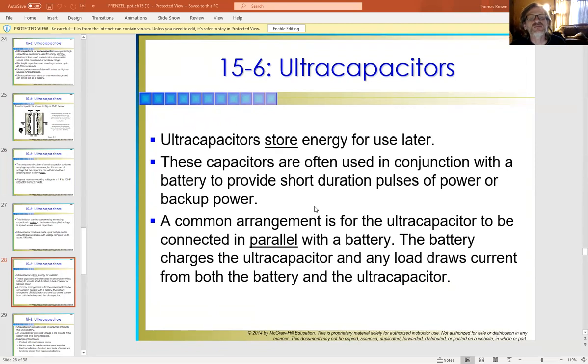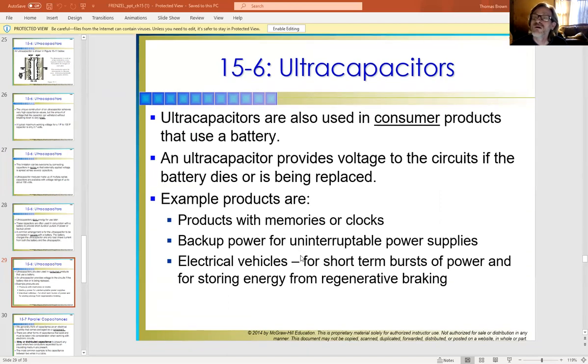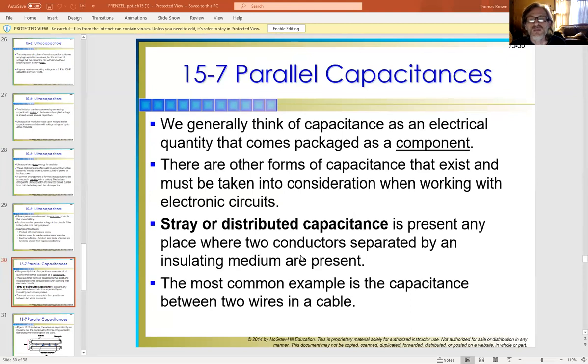Very interesting stuff, but we won't get a lot into this. I mean, it is interesting, right? Products of memories or clocks, but overall, electric vehicles, I'm telling you, you're going to see them in our power drills and whatnot. It'll be pretty neat and lightweight too. That is the other cool thing.